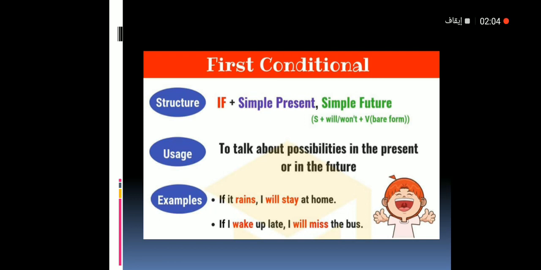If I wake up late, I will miss the bus. And this is a possibility because if you wake late, you will miss the bus. This is an action, the action waking up late, and the result of it that you will miss the bus. And pay attention, guys, that we use present simple in the first clause اللي هو مع ال if, we use present simple, and in the main clause we use subject plus modal verb will plus verb base.